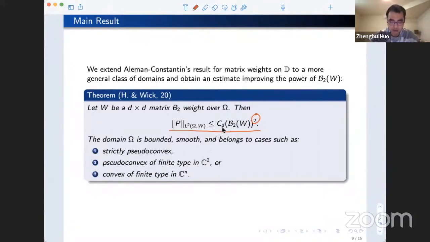Okay, but still, since we use some of the arguments from harmonic analysis, in our technique, the constant shown right here will still depend on the size of the matrix, and therefore, our result doesn't cover the operator valued weight case. But one could also compare our result to the best known result, for example, for the Hilbert transform. The estimate is something like this, where the power is 3/2.